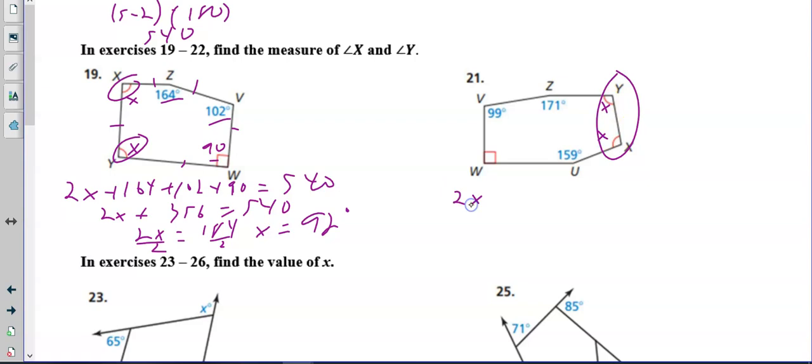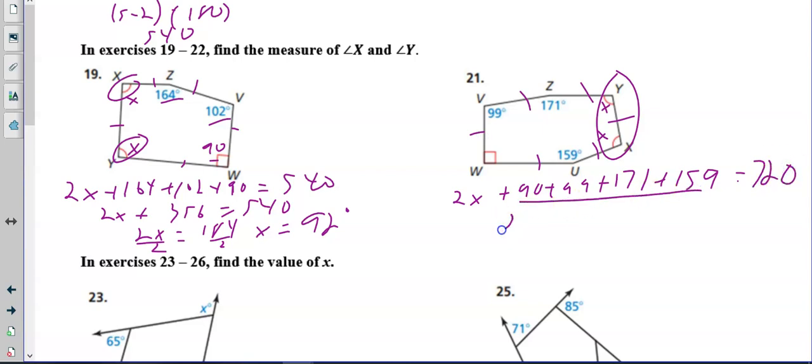So 2x plus 90 plus 99 plus 171 plus 159 equals, let's see how many. 1, 2, 3, 4, 5, 6. Okay, we know that's 720 because we've done it before. We're going to add these together. We're going to get 2x plus 519.